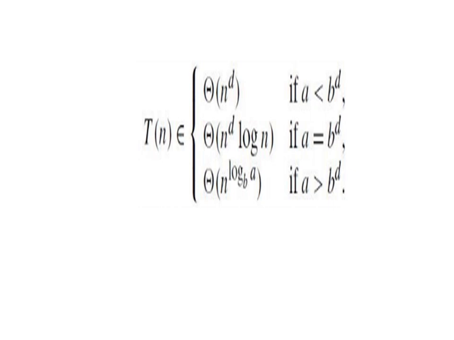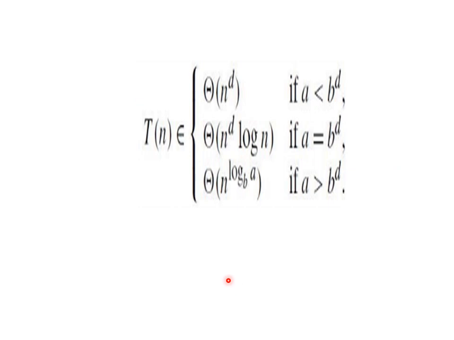And if a is equal to b to the power d, the second condition, then T of n belongs to big theta of n to the power d log n base 2. And if a is greater than b to the power d, that is our third condition, then the computing time can be approximated as big theta of n to the power log a base b. These are the three conditions.